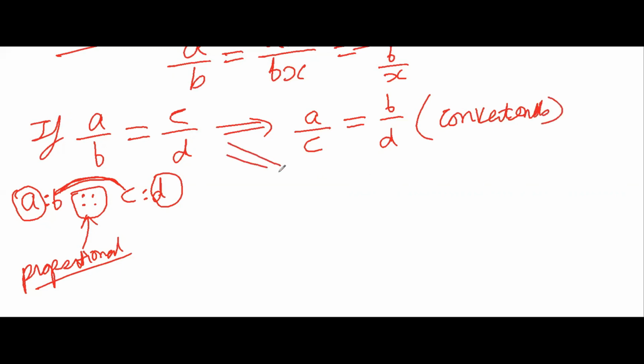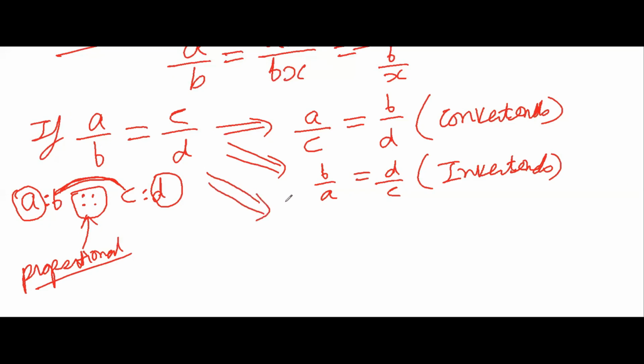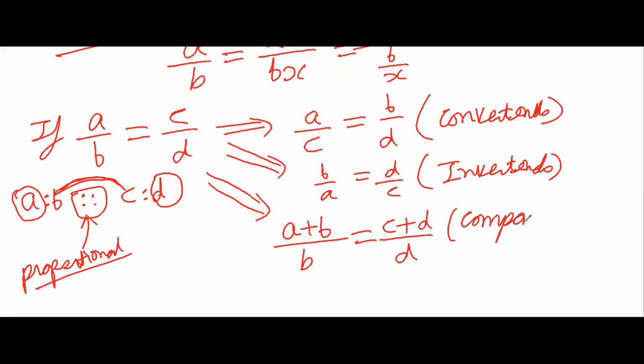And if you take the reciprocal, like B by A and here D by C, then this is called invertendo, because you are inverting numerator with denominator and denominator with numerator. You have another concept called componendo. In componendo you are going to add A plus B in the numerator divided by B. Same thing you are going to do here also, C plus D divided by D. So this is called your componendo.